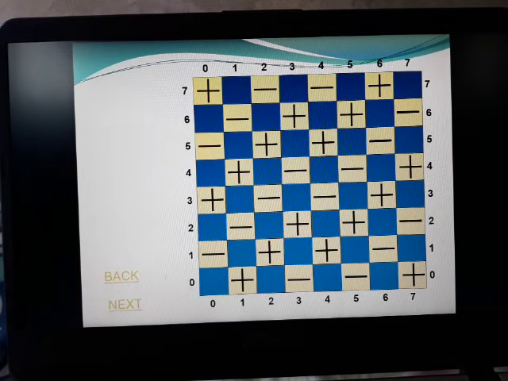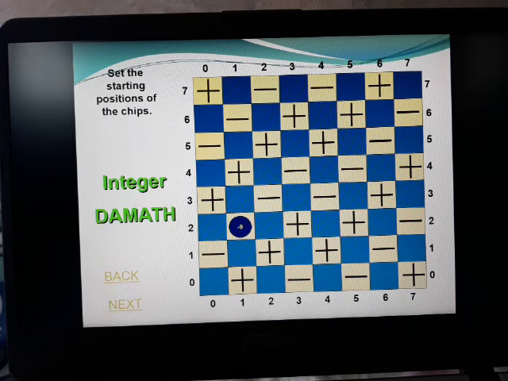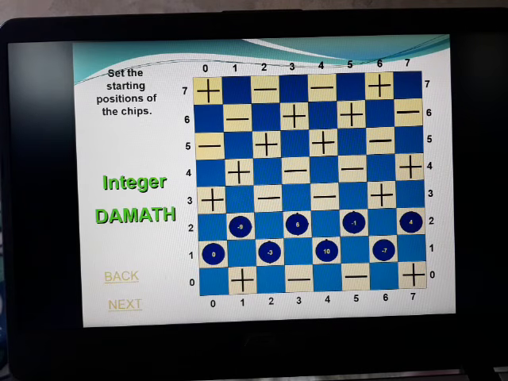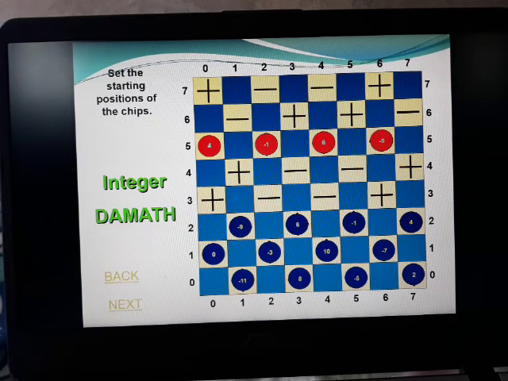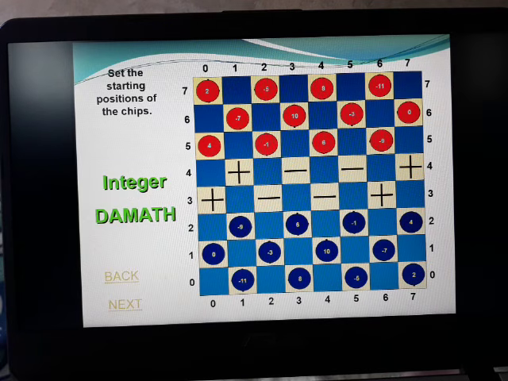Here are the starting chips for the integer DAMATH. Let's start the position for integer DAMATH. Here: negative 9, 6, negative 1, 4, 0, negative 3, 10, negative 7, negative 11, 8, negative 5, and 2. For the red chips, the same position as the blue chips. The standard colors for the chips in a DAMATH game are red and blue. So here is the starting position for the integer DAMATH for grade 7.